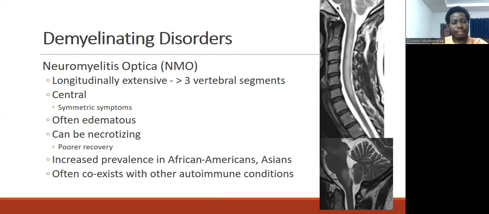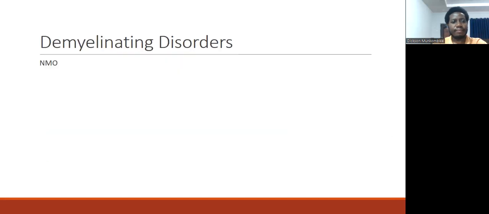Neuromyelitis optica, as opposed to multiple sclerosis, tends to have longitudinally extensive involvement of the spinal cord, where you see T2 signals extending beyond 3 vertebral spaces, as you can see in that diagram. And in this diagram, it even extends to the brainstem. Often the cord is swollen, can even be necrotizing, and there's poor recovery as opposed to multiple sclerosis. And neuromyelitis optica has an increased prevalence in African Americans and Asians, and often coexists with other autoimmune conditions.